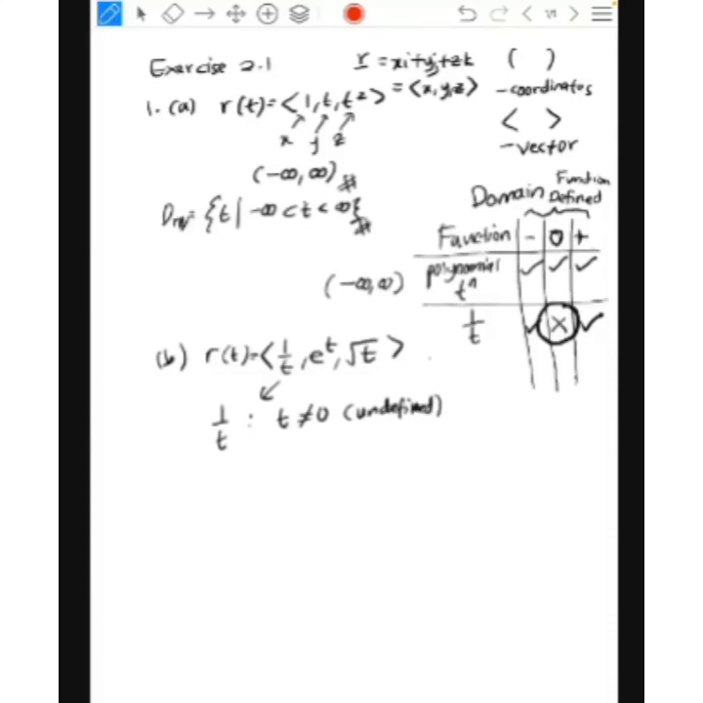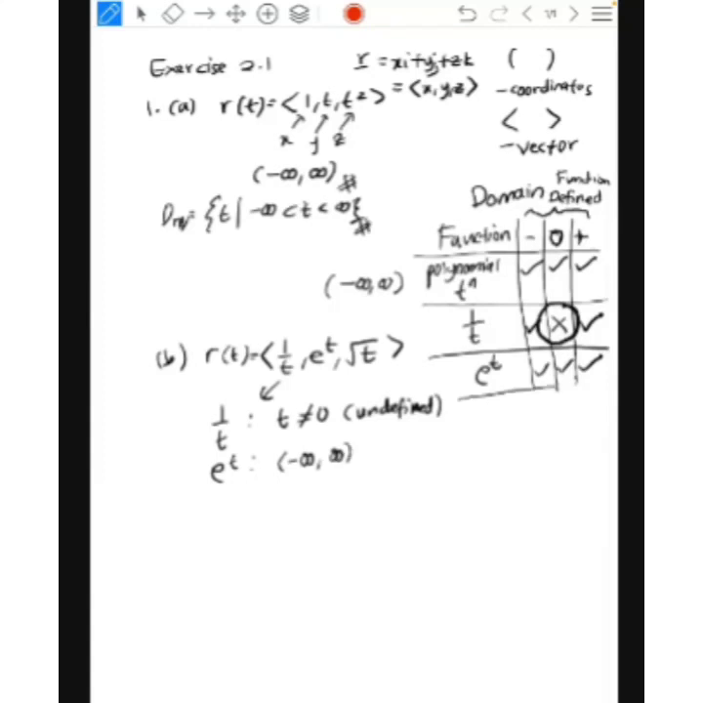For exponent, let's say we have exponent t. If t is negative, it is defined. Exponent of negative has a value. Exponent 0 is equal to 1, so it is defined. Exponent positive also has a value, so it is defined. So for exponent, it is from negative infinity until infinity. So look at each term before you combine them.